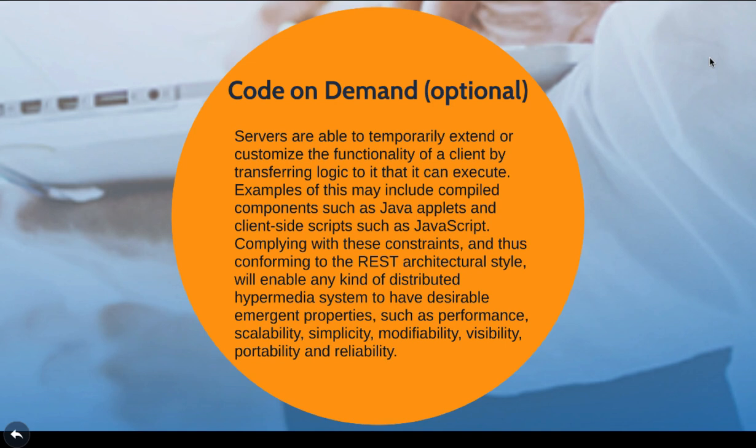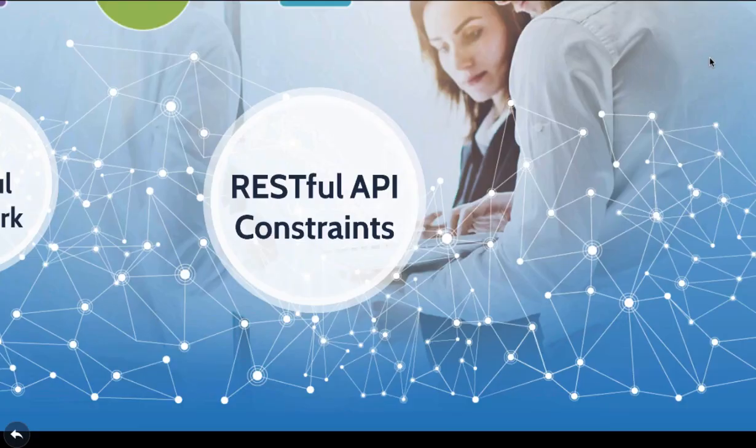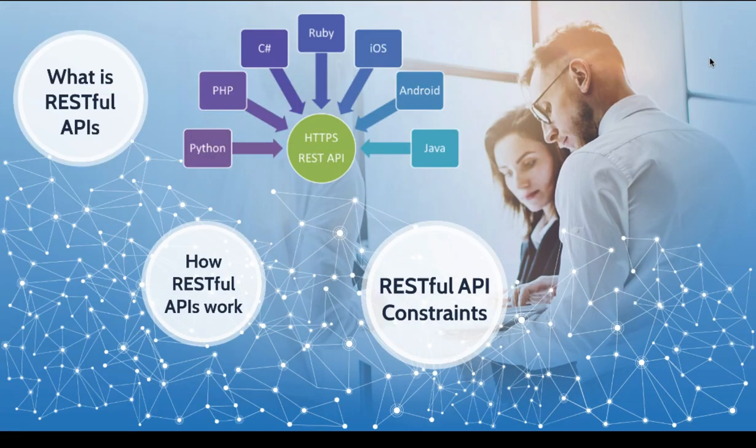Complying with this constraint, and thus conforming to the REST architectural style, will enable any kind of distributed hypermedia system to have desirable emergent properties such as performance, scalability, simplicity, modifiability, visibility, portability, and reliability. That's an introduction to RESTful API.